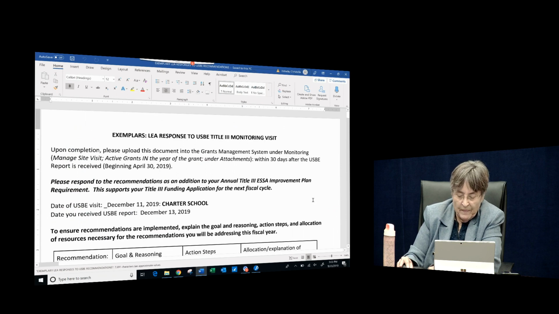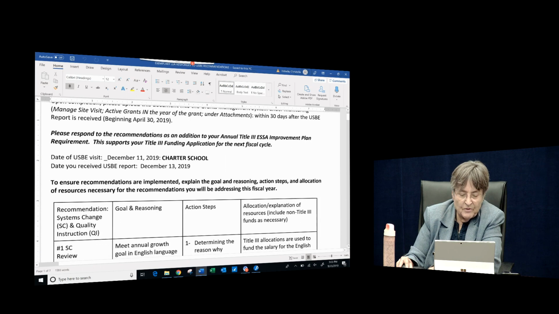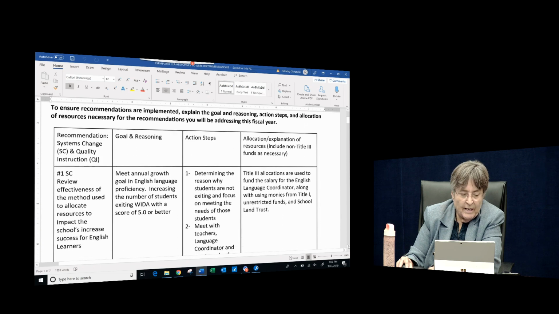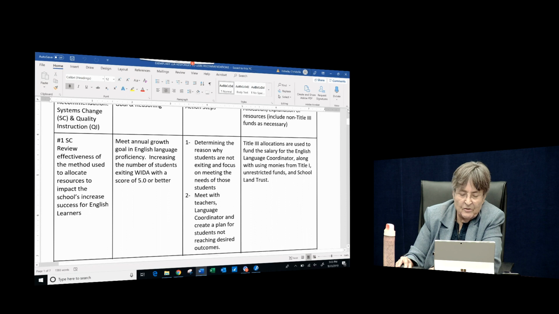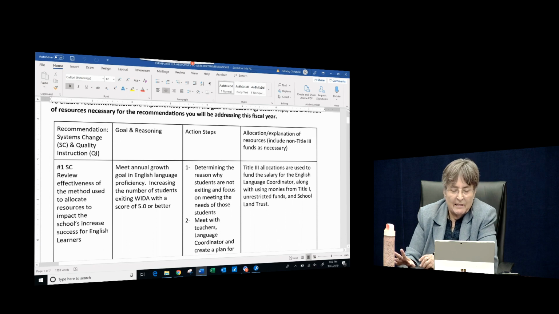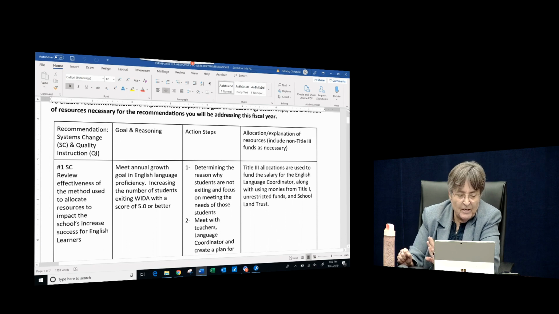So in the template for the response, this is a charter school. And the recommendation they picked was to review the effectiveness of the method used to allocate resources to increase the school's success for English learners. So this is what they decided to do. So remember, I'm not telling them anything. We're giving them the recommendation and they're deciding.